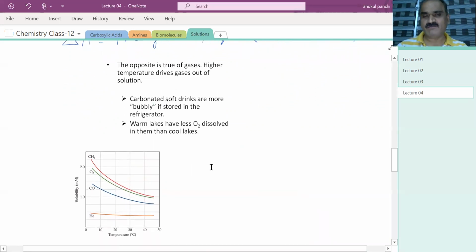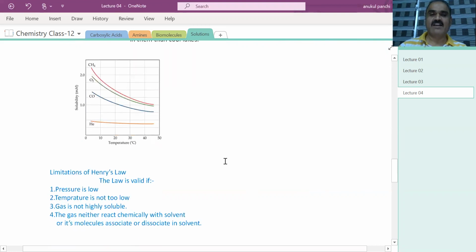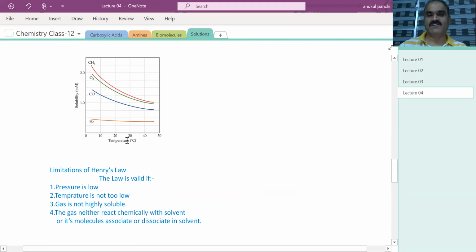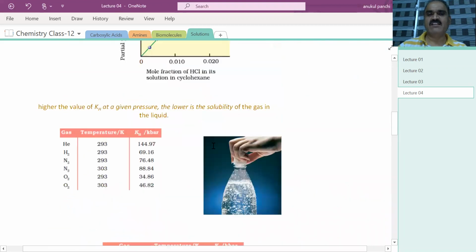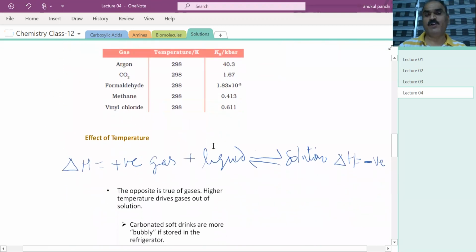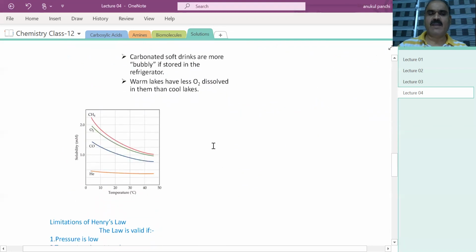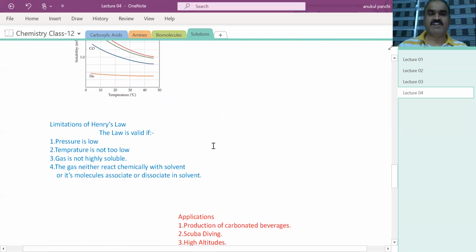They start dying. Okay. In this graph, you can see the curves of solubilities against temperature for some gases. You can analyze this graph and compare the solubilities of these. So this was about Henry's law, the relation between pressure and solubility of gas.